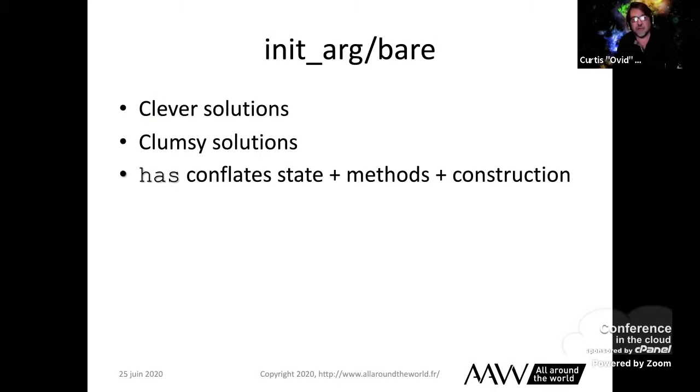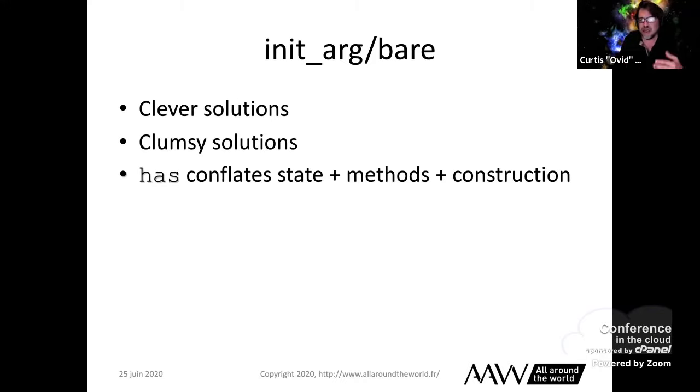So init arg and bare, these are really clever solutions, but they're clumsy, and a lot of this has to do with the fact that when Moose and family were written, these were the tools you had available. So it was constrained by what we could do with the Perl language. So they weren't bad design decisions. They were simply, this is the best of a bad situation. And part of the problem also is because has tries to conflate state plus methods plus object construction, and it's a mess.